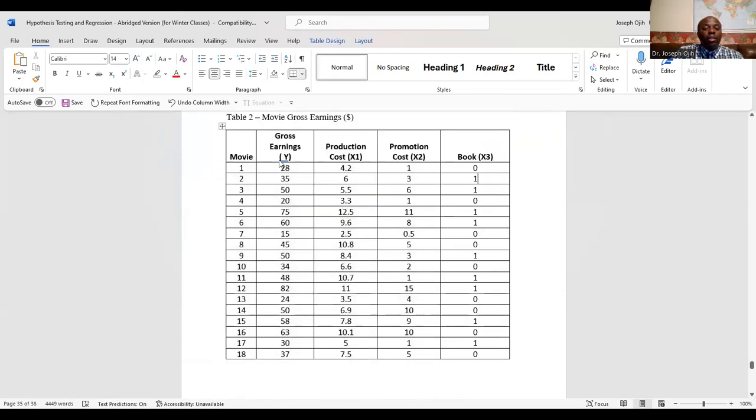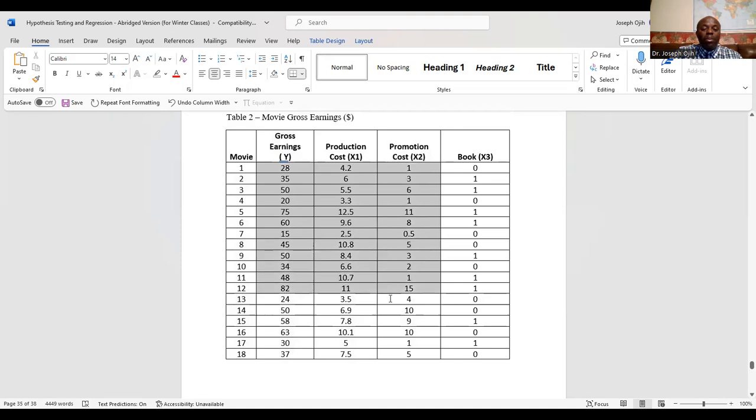Consider the data: gross earning in millions, production costs, promotion cost, and book, whether the movie is based on a book or not. This one is just the serial number, so we don't need it. You can either type the data manually in Excel or just copy it. When you're copying it, don't copy the titles. You can type them in later, because if you copy them together, it will mess up part of the Excel cells.